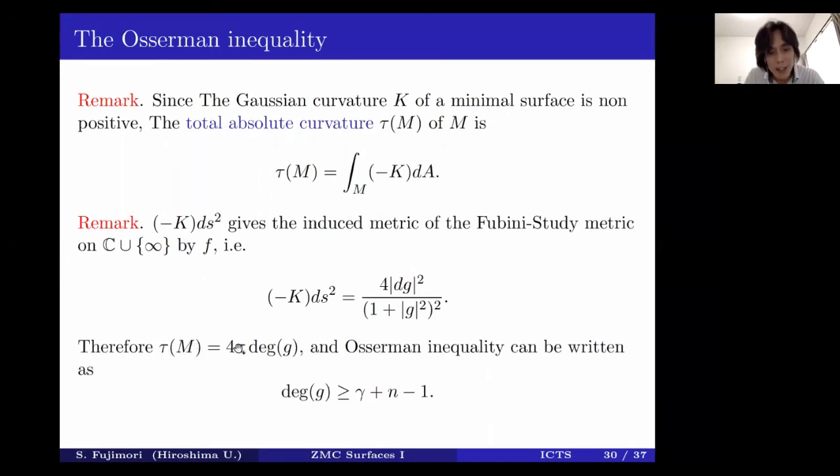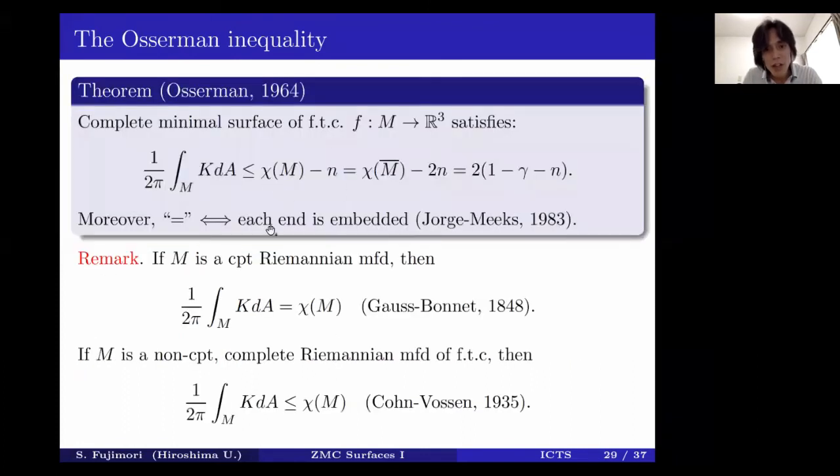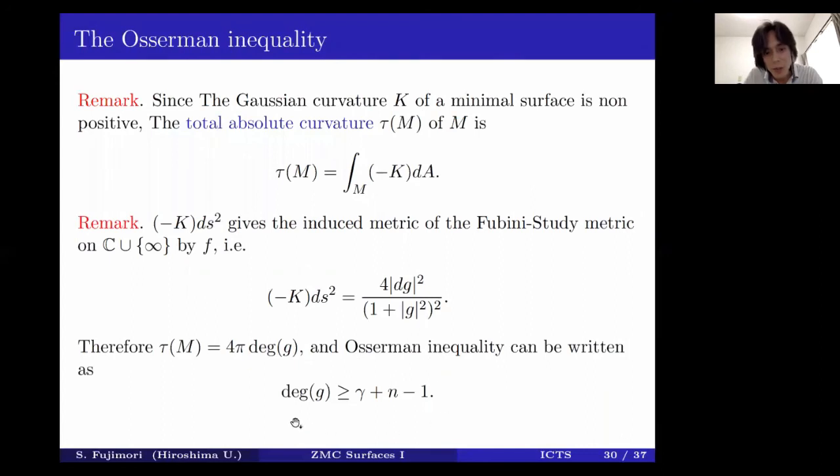So by using this formula and combining this and this, we have the total absolute curvature is 4 pi times the degree of G. 4 pi is the area of the sphere. The degree is well defined because G can be extended meromorphically onto the compact surface. And the Osserman inequality, this relation can be rewritten this way: the degree of G is greater than or equal to the genus plus the number of ends minus 1.